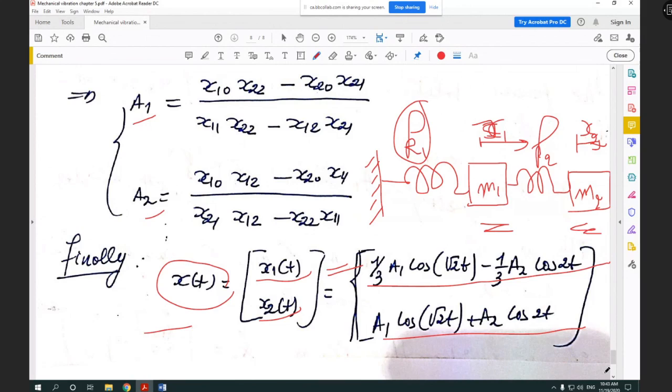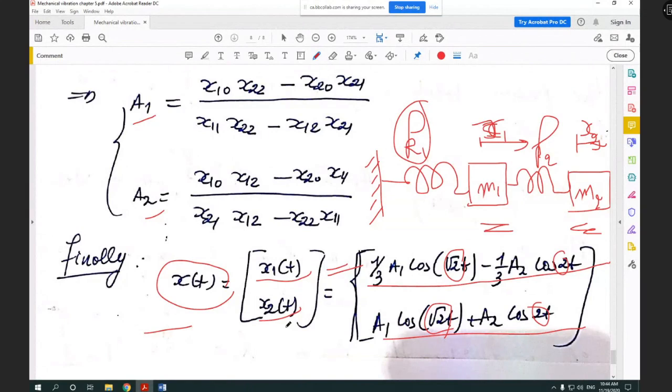That means, when we look at the equation, we find that in fact the mass M1 is oscillating with two proper frequencies. The first is square root of 2 and the second is 2. And the same thing, the mass M2 is oscillating with two proper frequencies. In fact, when we deal with 2 degrees of freedom, we involve two proper frequencies of the system. If the system had 3 degrees of freedom, we would have 3 proper frequencies. Okay.